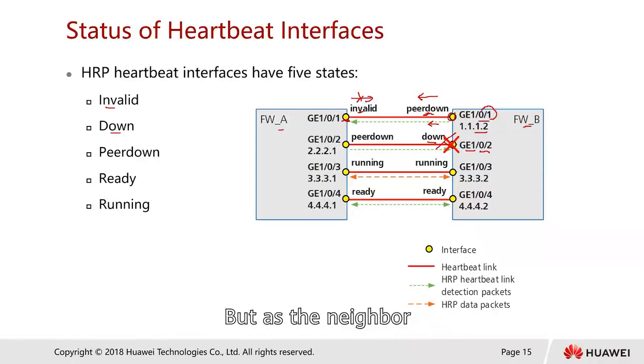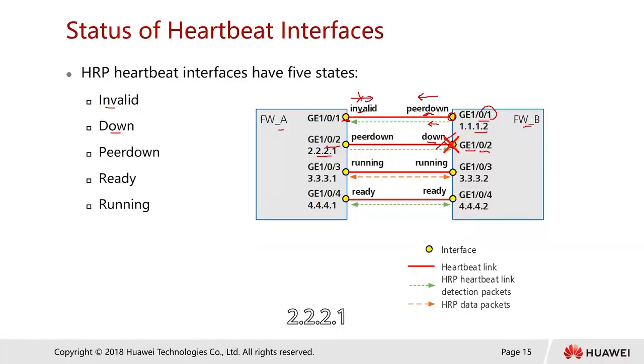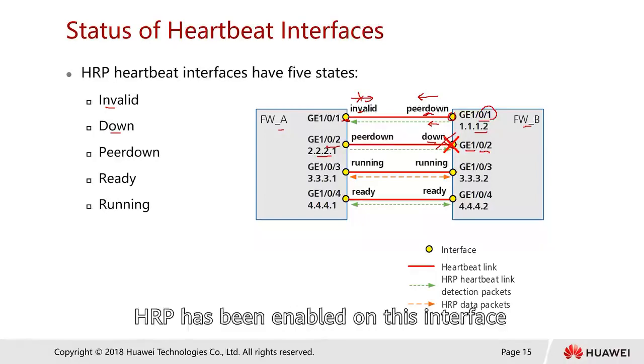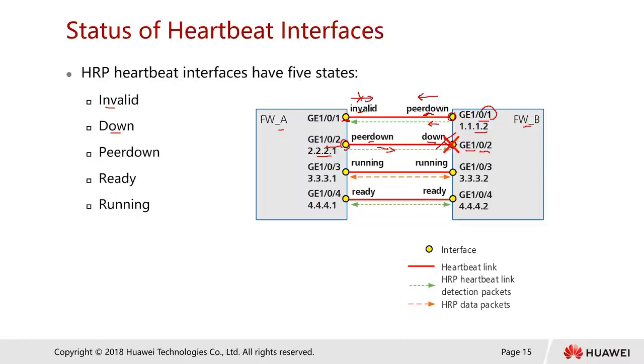But as a neighbor, the neighbor again has been configured everything properly, 2.2.2.1, HRP has been enabled on this interface, and he's not getting the response, yeah? So therefore this is called peer down, okay?